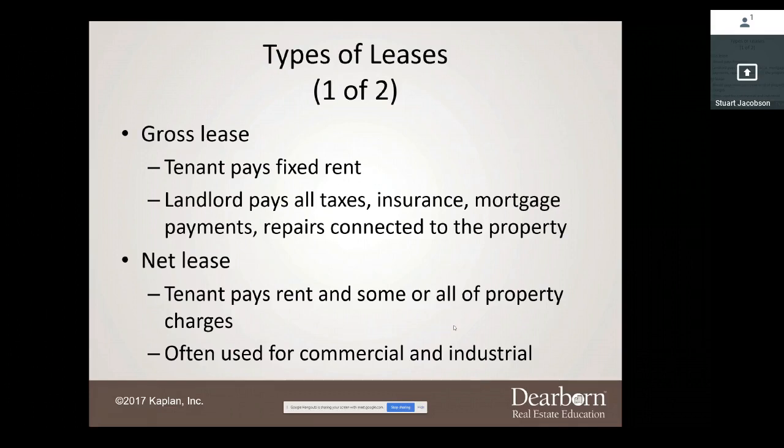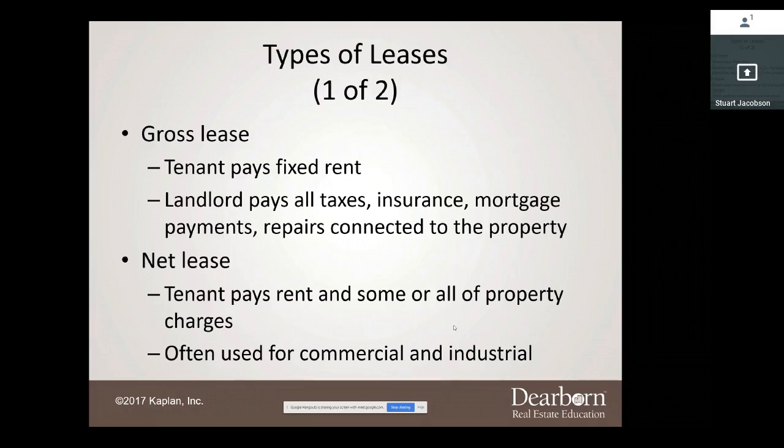Next, we're going to be talking about commercial leases, leases for commercial properties. You really want to get the 10,000-foot view on these, and I am going to provide that. So, gross lease. Tenant pays a fixed rent. Landlord pays all the taxes, insurance, mortgage payments. This is what you would consider a regular standard lease. If you're renting a retail space and they say, sure, just give us $1,000 a month, the landlord's paying taxes, insurance, mortgage payments, things like that.